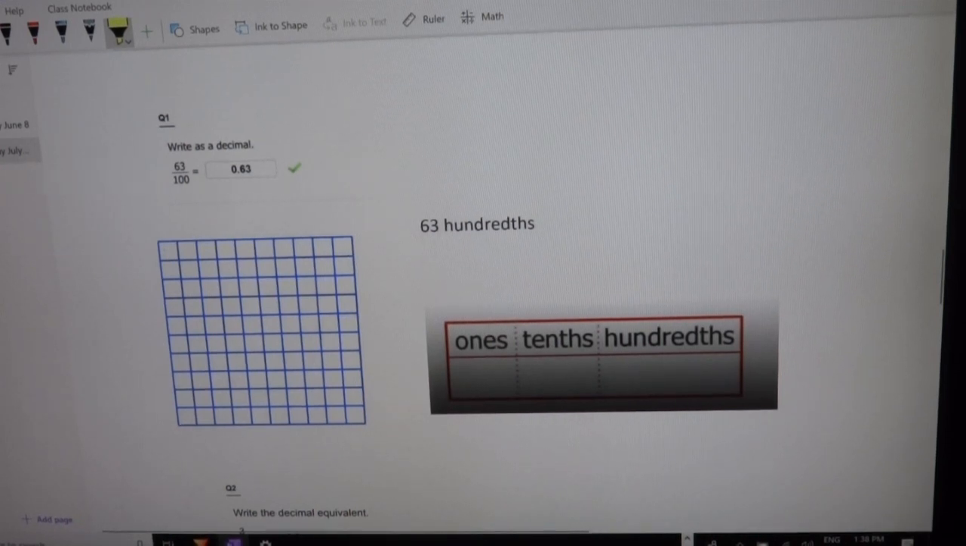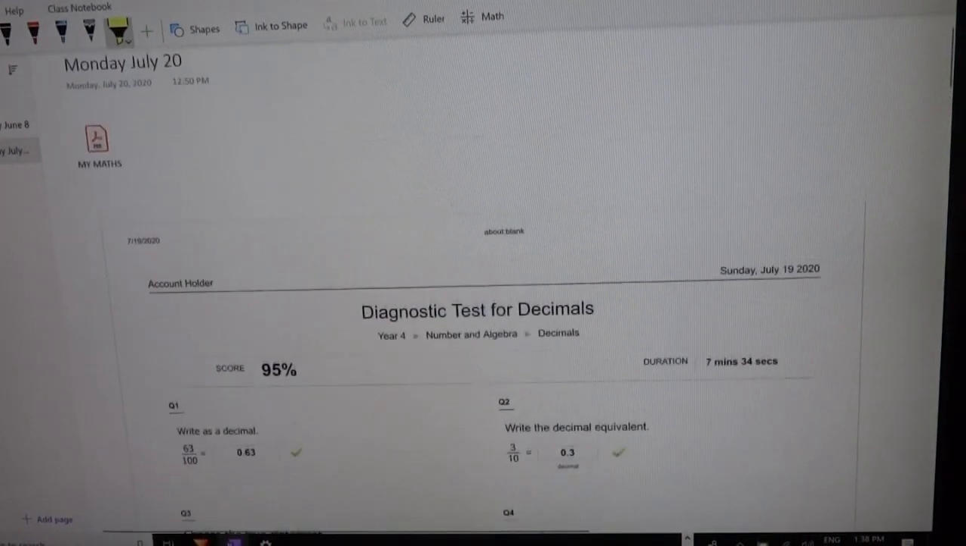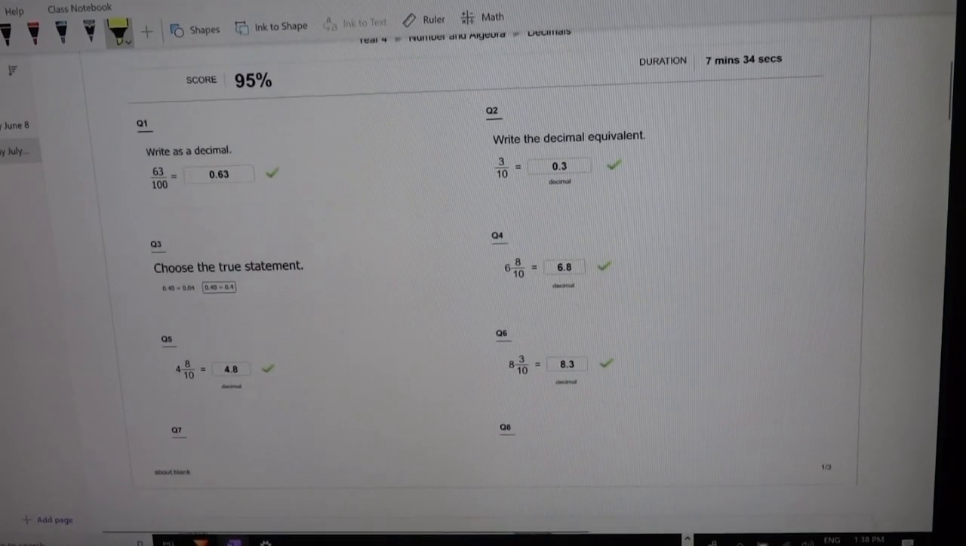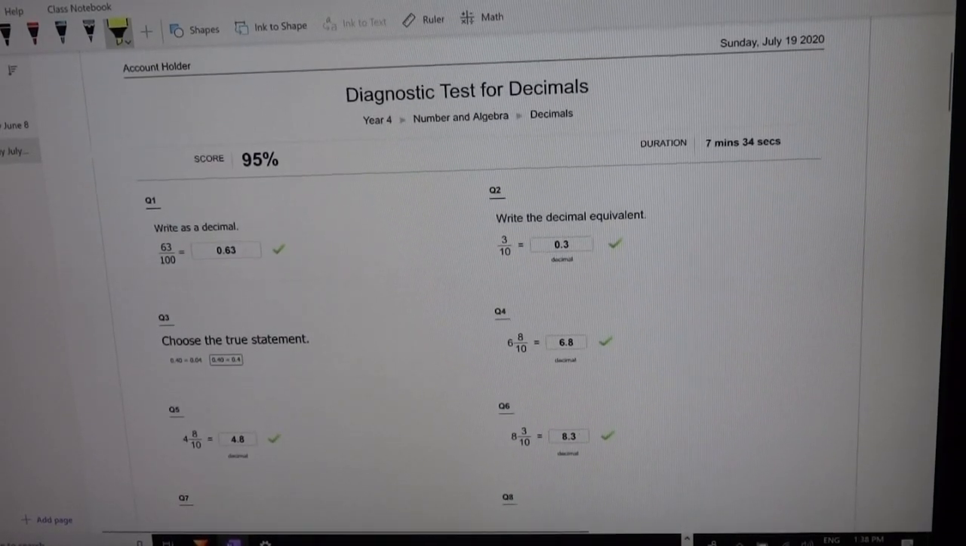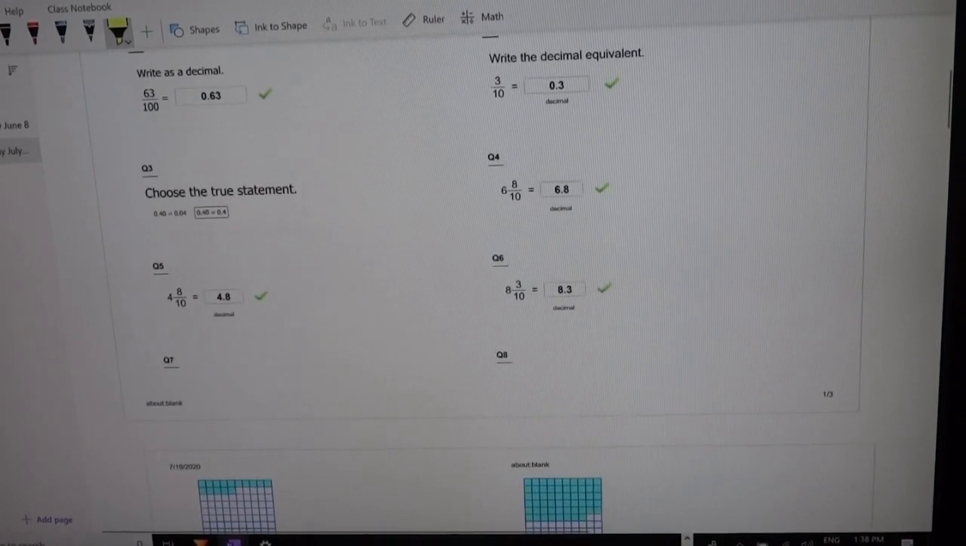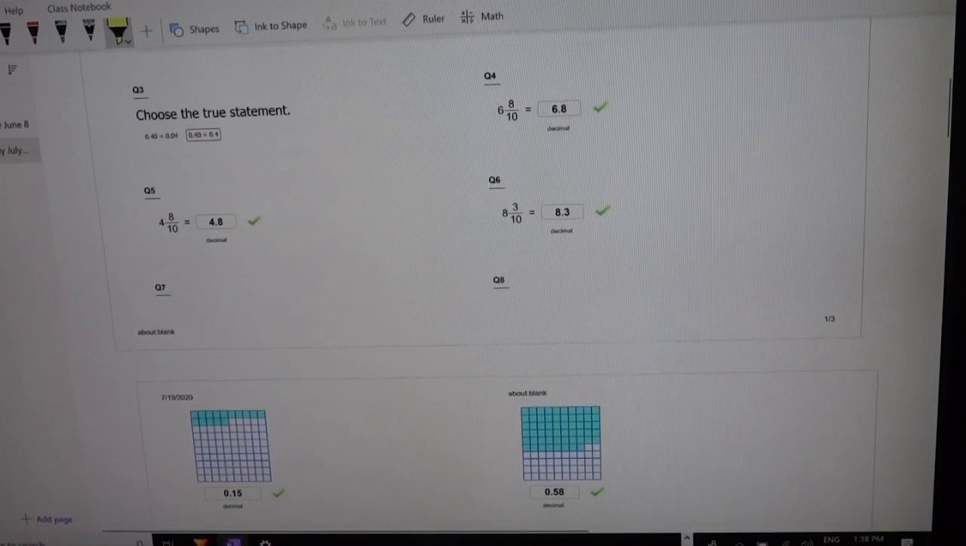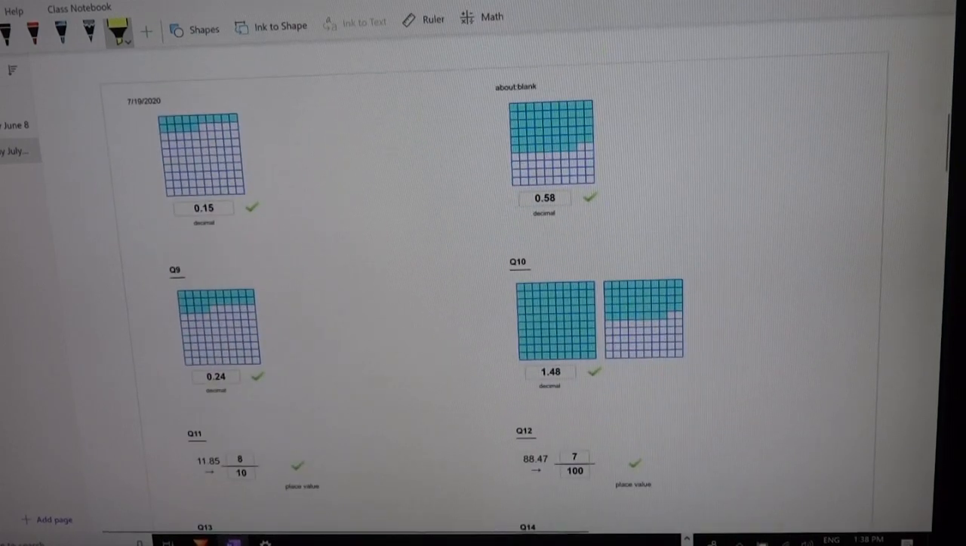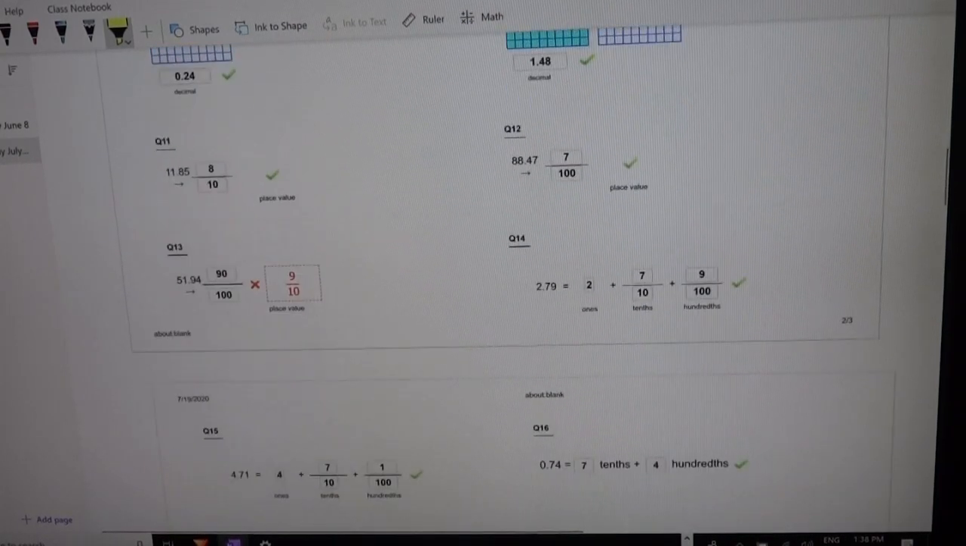Monday, July the 20th, and what I did during the weekend was to go through a diagnostic test. I looked at a few of the videos and started through this diagnostic test on decimals. So looking at writing as a decimal, choosing the best statement, writing a number, a whole number and a fraction as a decimal, being able to represent the big pictures with 100 squares representing what has been shaded as decimals, and then of course rounding up.